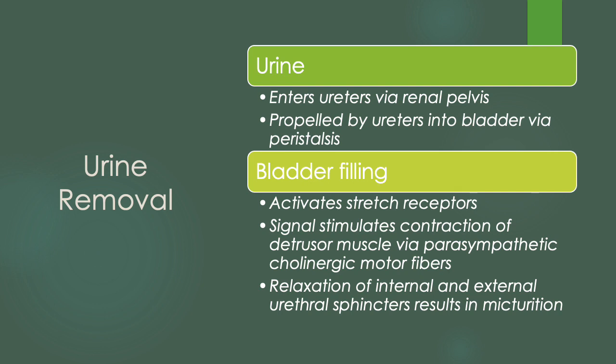So your bladder does fill and it does activate a stretch receptor. So your bladder is a certain size, and once it starts filling with urine, those stretch receptors are activated and your bladder starts stretching in response to filling with urine. The signal stimulates a contraction, which is more so controlled by the parasympathetic nervous system. And then you have relaxation of your internal and external urethral sphincters, which results in micturition. And when we talk about micturition, that is just the process of urination.